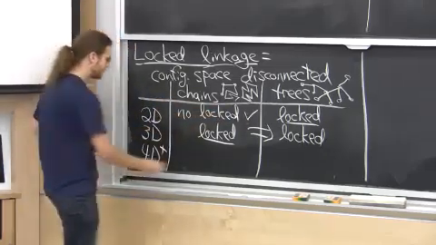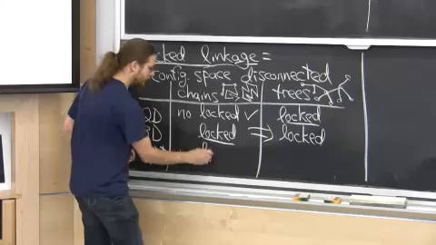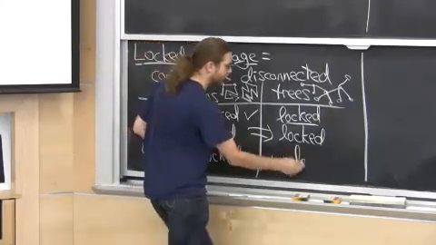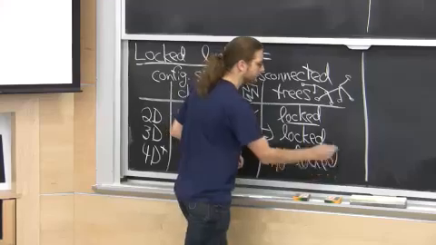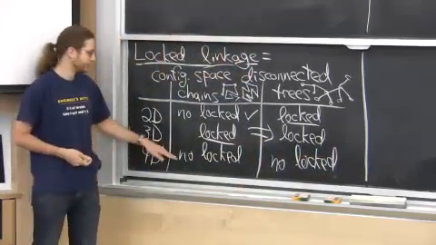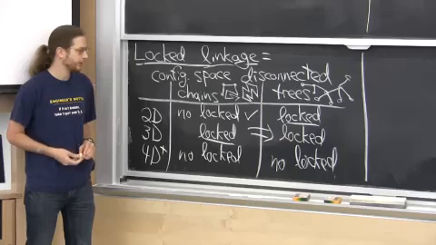In 4D, though, it switches. So none of these things are locked. Of course, there are locked graphs in general. But if you look at trees or paths or cycles, none of them can lock. We won't have time to talk about that today, maybe another class.